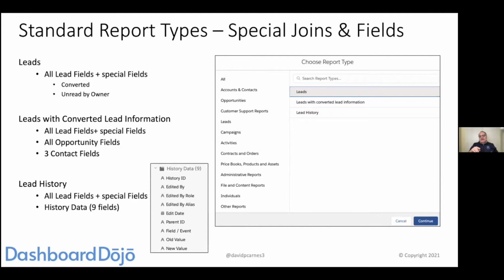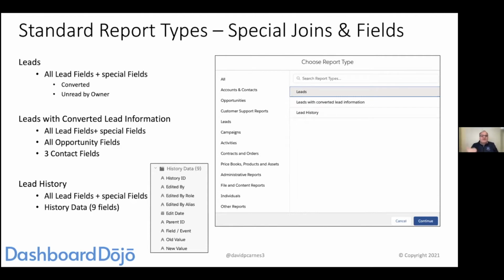But interestingly, they gave us access to all of the opportunity fields, standard and custom, only 3 contact fields and 0 account fields. So if you need to get at the account fields of a converted lead, we would actually want to create a custom report type for that.